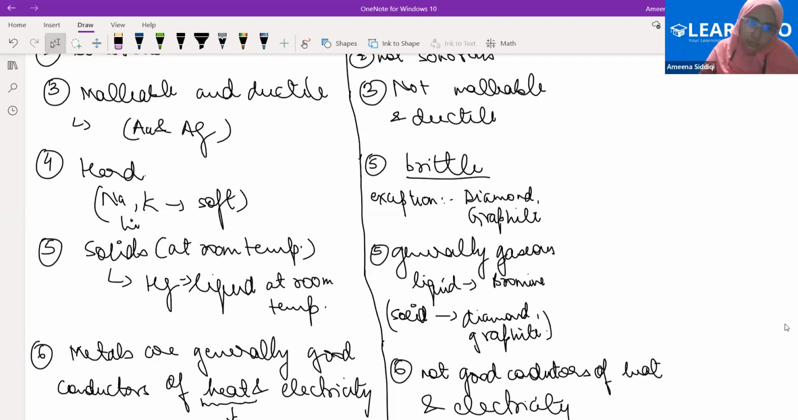No worries, I will repeat. When any force is applied or when metals are beaten, they are changed into thin sheets. That property of beating metals to change them into thin sheets is called malleability. Metals show the property of malleability, therefore they are malleable. Is it understood now? Please write it down.